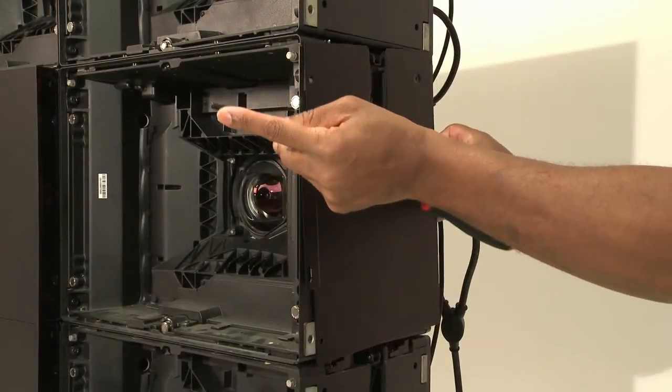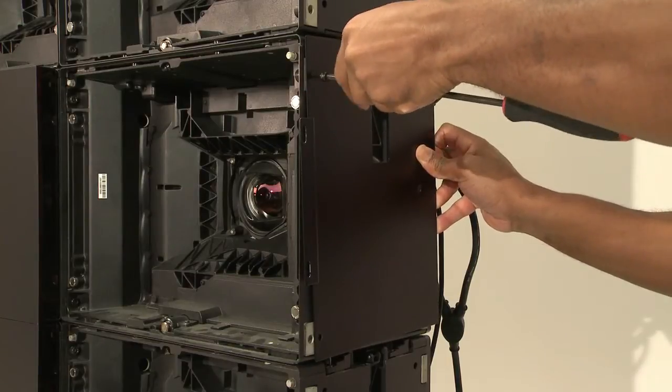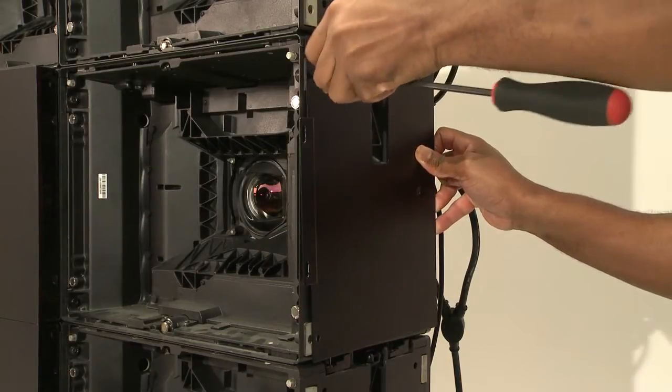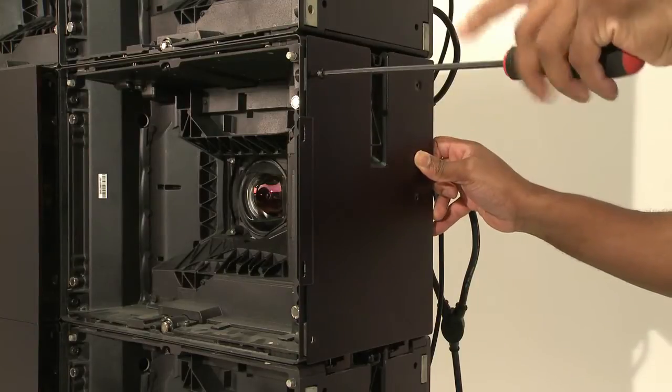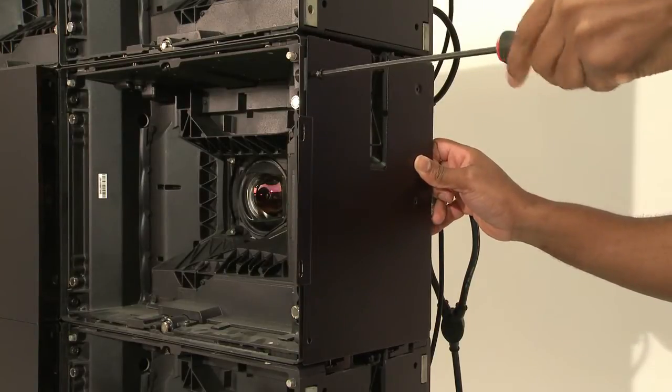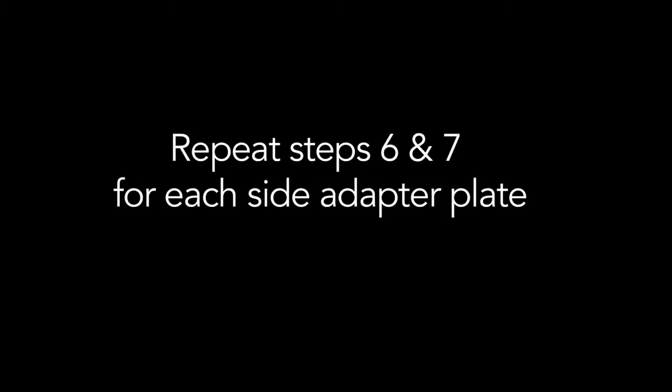Position the side adapter plate so that it is in line with the mounting points on the side of the MicroTiles. Use a 2mm hex driver to install two M3 by 20mm flathead screws to secure the side adapter plate. Repeat steps 6 and 7 for each side adapter plate.